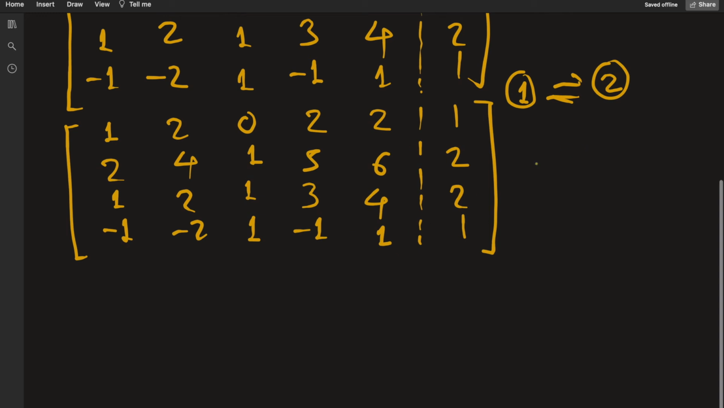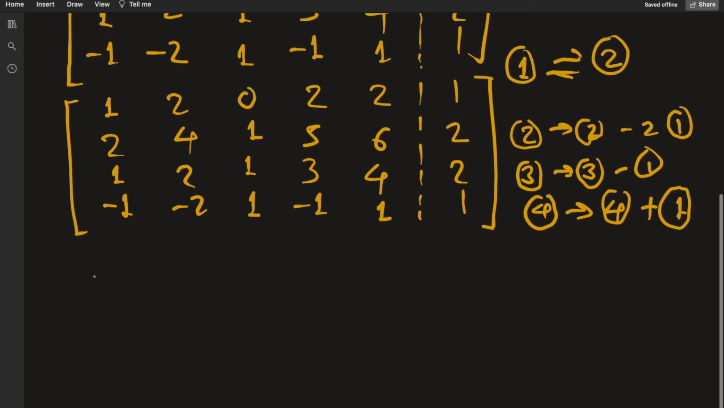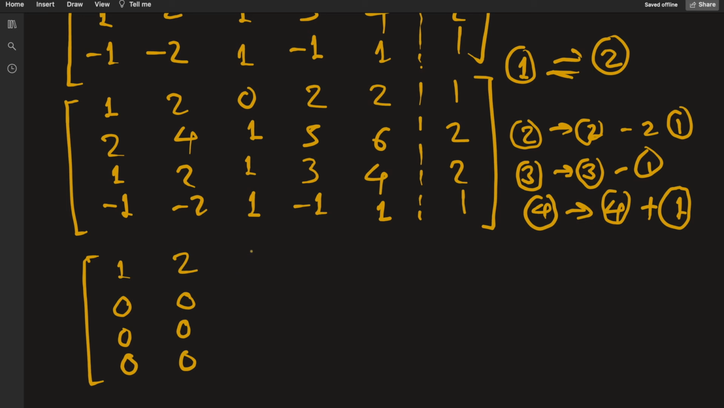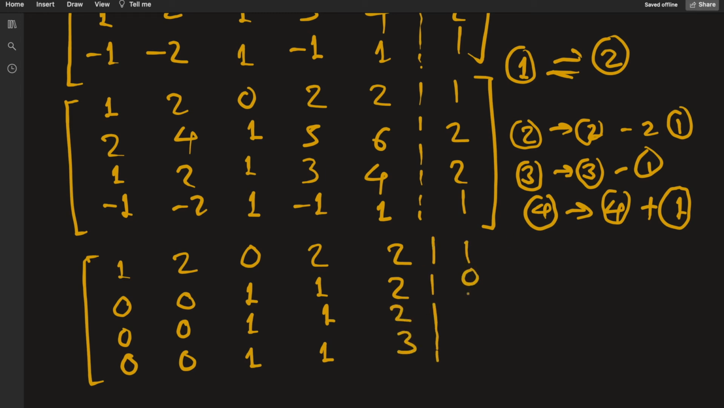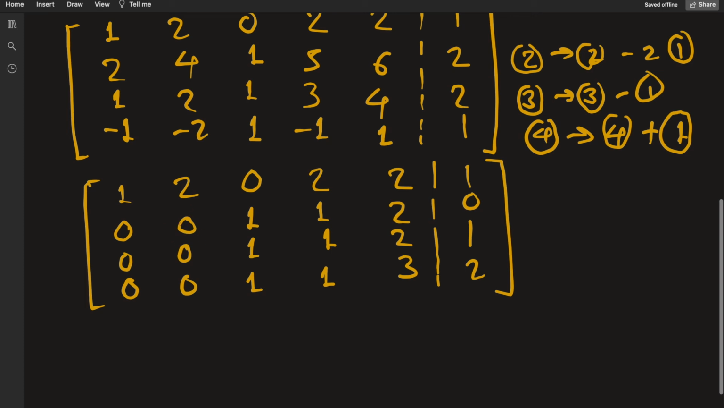Now what I'm going to do is again make everything go to 0. So row 2 changes to row 2 minus 2 times row 1, row 3 changes to row 3 minus row 1, row 4 changes to row 4 plus row 1.